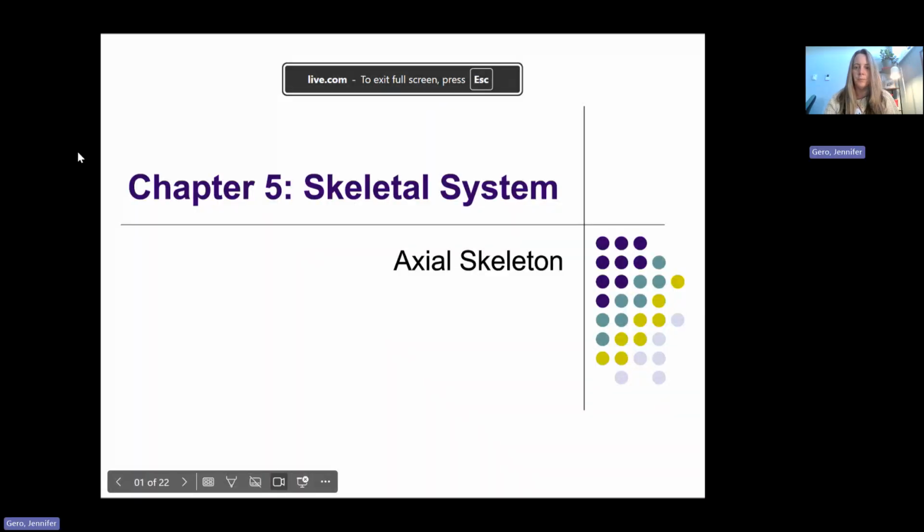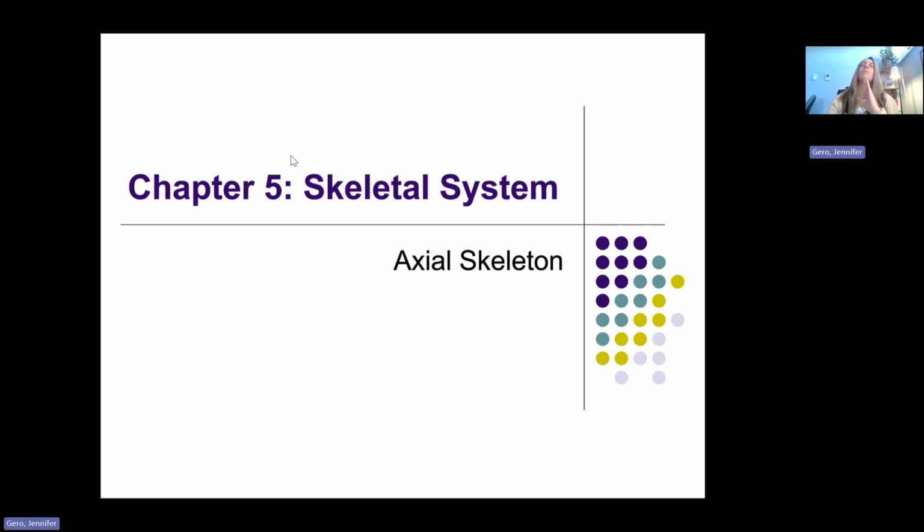All right. So the axial skeleton. We know the skeleton has 206 bones. It's broken into axial and appendicular. The axial skeleton is the head, vertebrae, and the thoracic cage, plus the sternum. And we're going to look at the bones involved with that.